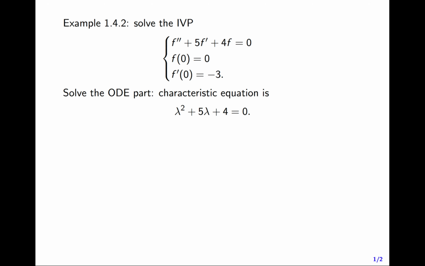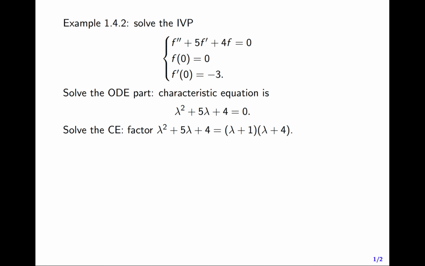So let us begin by trying to solve the ODE part. We want to solve f double prime plus 5f prime plus 4f equals 0. This is a second-order linear, constant coefficient, and homogeneous ODE, so we should look for the characteristic equation. We read this off as lambda squared plus 5 lambda plus 4 equals 0. And now we want to solve the characteristic equation. So we look at this quadratic, and it's easy to factor, so we do that. We factor lambda squared plus 5 lambda plus 4 equals lambda plus 1 times lambda plus 4.